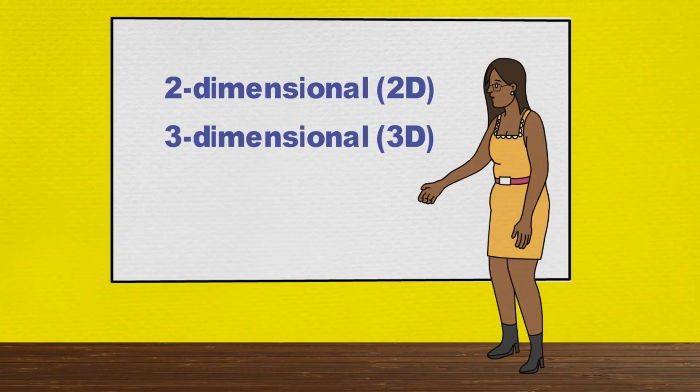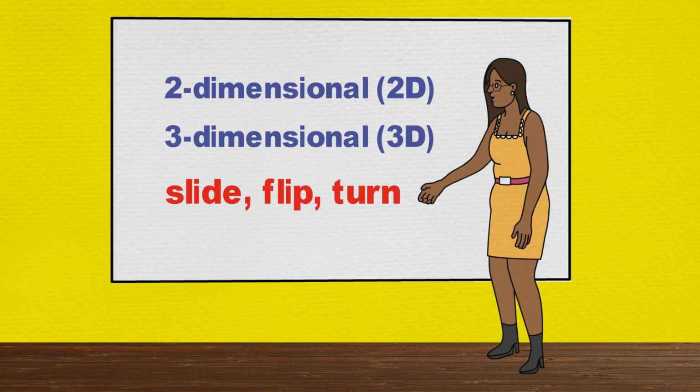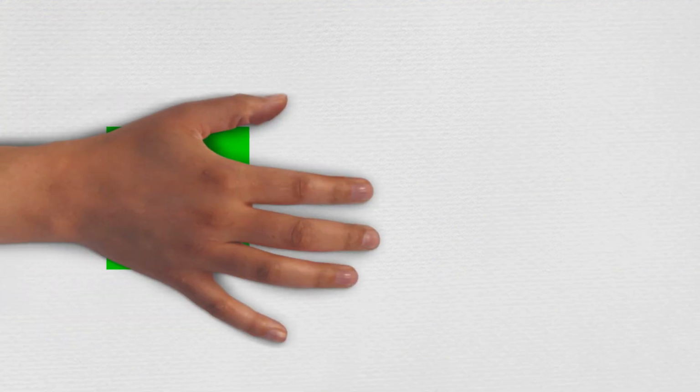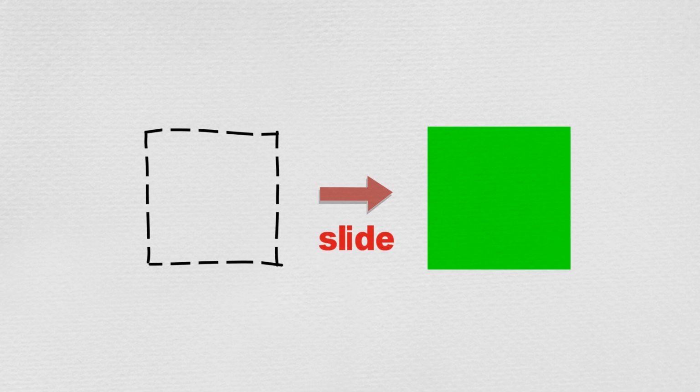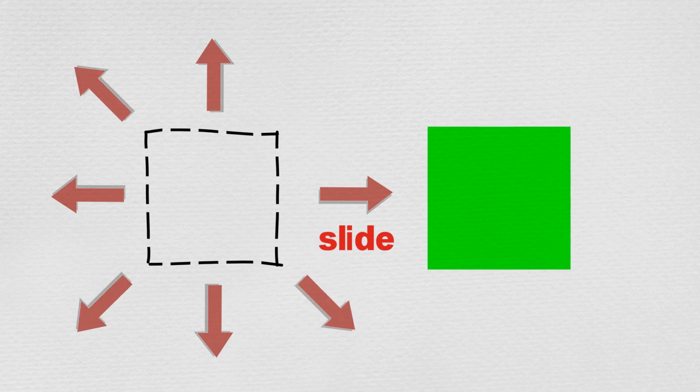Their teacher had asked them to slide, flip, and turn the two-dimensional shapes. Max took a square, placed it on the table, then moved it several centimeters to the right. The square still looked and was exactly the same. It had just moved in a slide. We can slide a shape to the right, to the left, up, down, or in any direction.